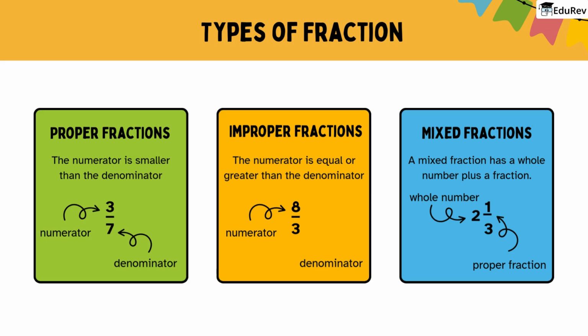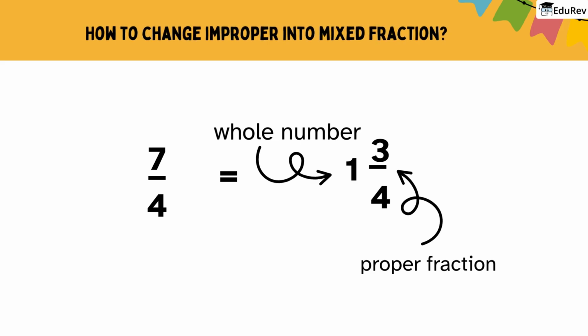Improper fractions can also be written in another form, which we call a mixed fraction. A mixed fraction has a whole number plus a fraction. For example, 2 and 1/3 means 2 wholes and 1/3. We can also change improper fractions into mixed ones. Example, 7 divided by 4 equals 1 whole and 3/4, or 1 and 3/4.